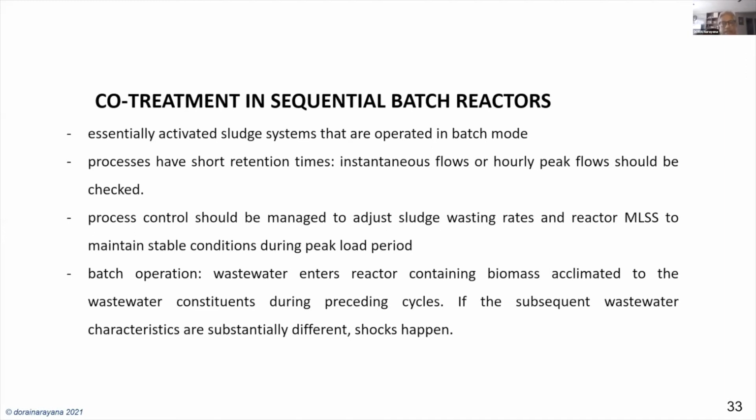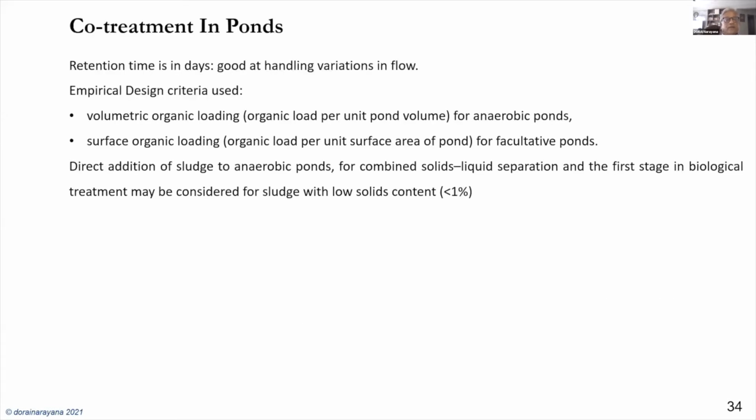Whereas here, over the cycle, it settles, and then the sludge that remains becomes the return sludge for the subsequent cycle. And again, the biomass that is coming in could be different from the biomass that was already there in the earlier cycle, because different tanker loads could have different characteristics, and that could cause some acclimatization issues as well, right? In ponds, these are generally quite resilient, because ponds have very long retention time.